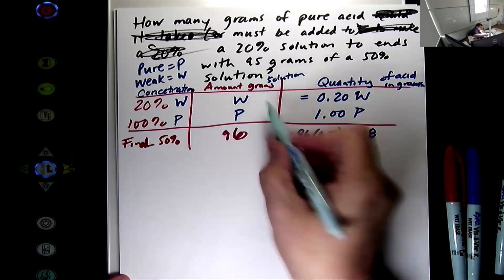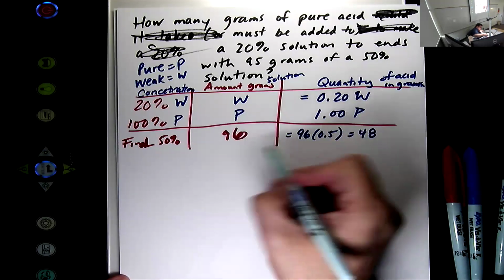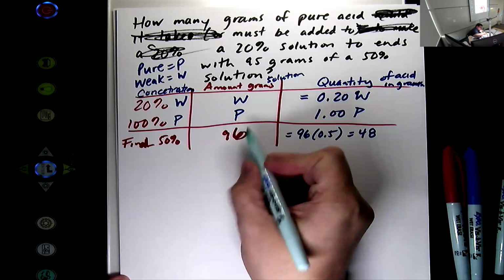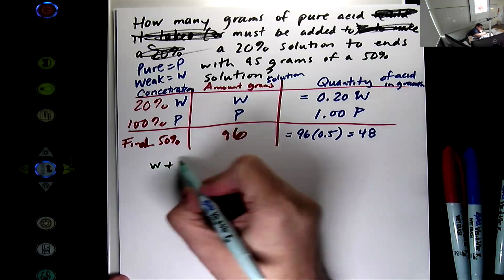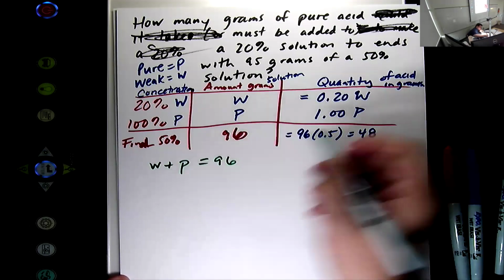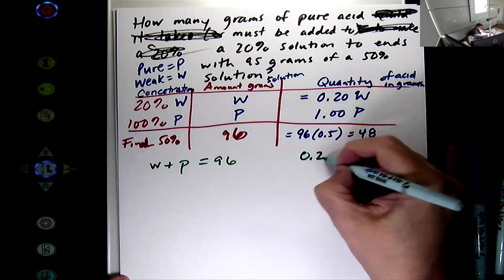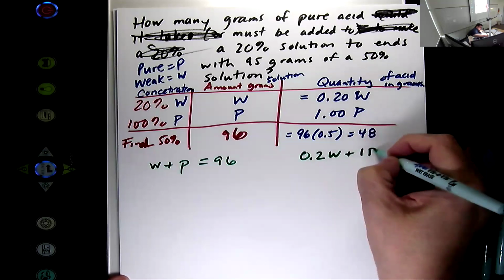So we'll use the columns here, because this gives us two equations with two variables in them. W plus P equals 96, and 0.2 W plus 1 P equals 48.